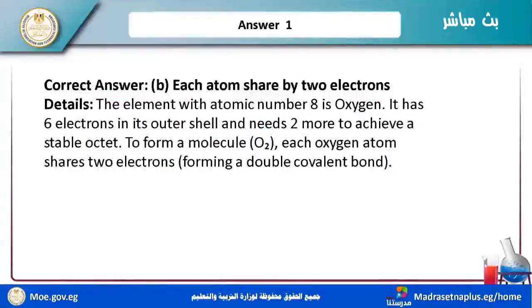I illustrated this before. The element with atomic number 8 is oxygen. It has 6 electrons in its outer shell and needs 2 more to achieve the stable octet to form the molecule O2. Each oxygen atom shares 2 electrons, forming a double covalent bond. Now we move to the next question.